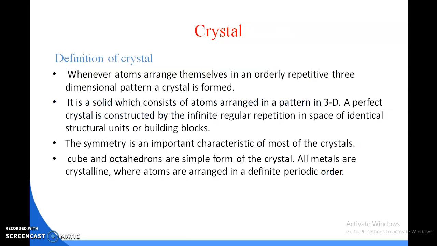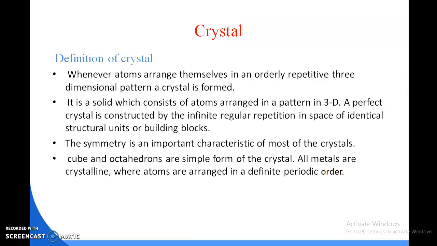So first of all, what is crystal? This is the definition of crystal. Whenever atoms arrange themselves in an orderly repetitive three-dimensional pattern, a crystal is formed. It is a solid which consists of atoms arranged in a pattern in three dimensions. A perfect crystal is constructed by the infinite regular repetitions in space of identical structural units or building blocks. Symmetry is an important characteristic of most crystals.